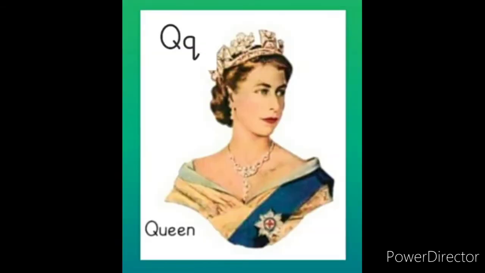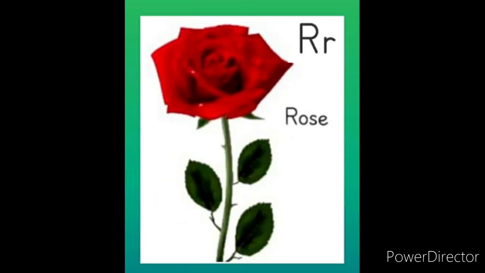Mama Q, baby Q. Capital Q, small q. Q for queen. Queen matlab Rani. What comes after Q? R. Mama R, baby R. Capital R, small r. R for rose. What comes after R, do you know, children?